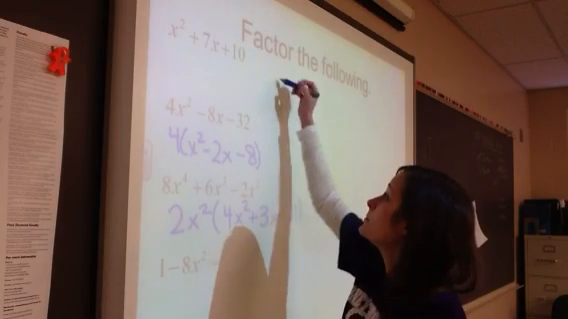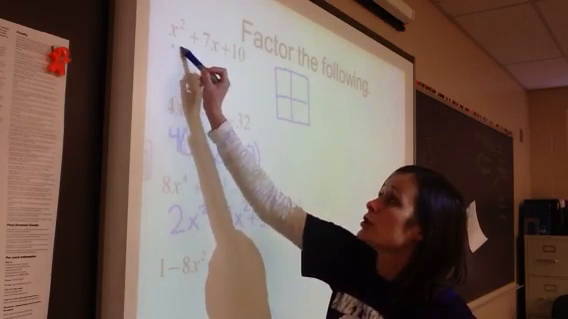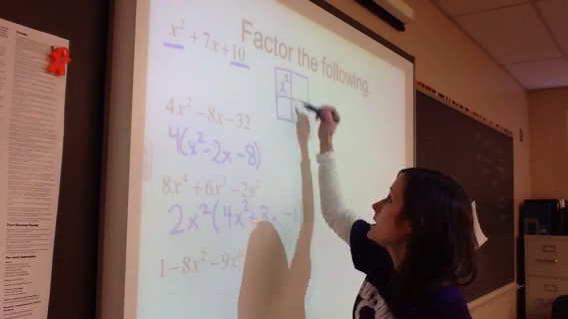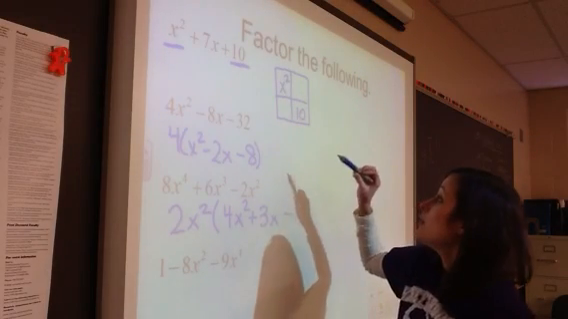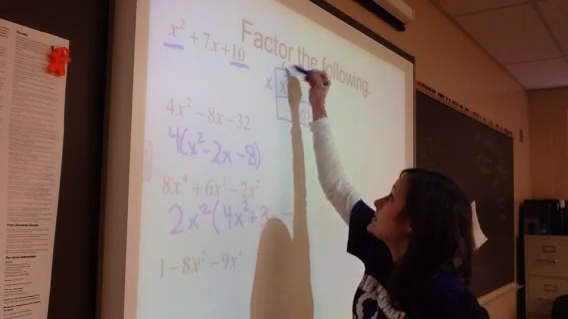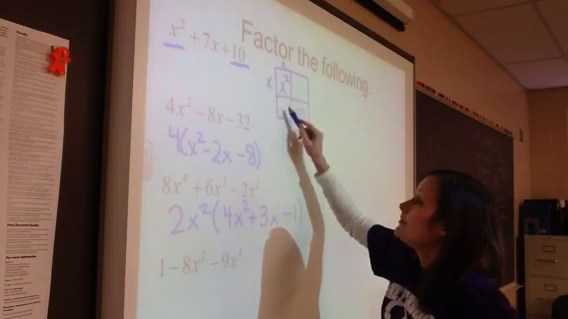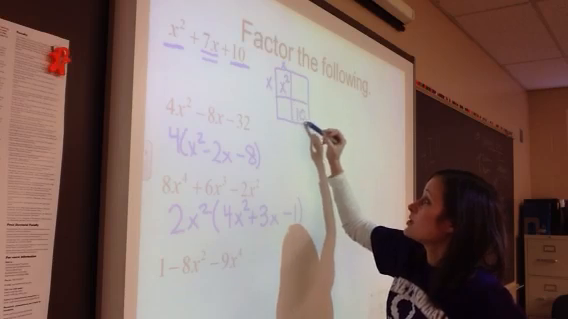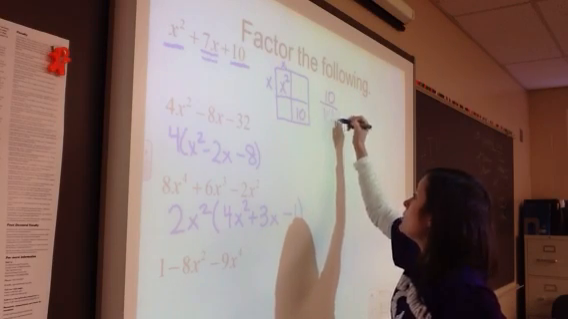So here for our first problem, we're going to make an area model. Your first term, if it's in descending order, and your last term will go in your first box and your last box. So, factors of x squared are x and x. These middle two have to add to be the 7x. They also have to be factors of 10. So factors of 10 are 1 and 2.